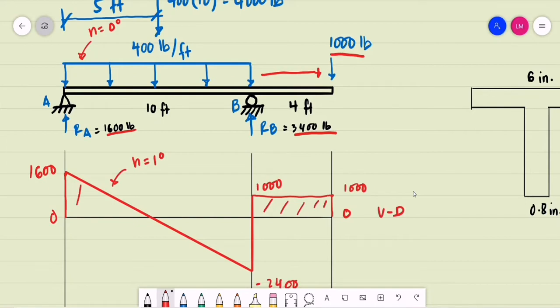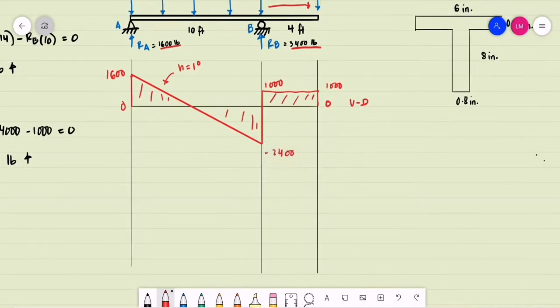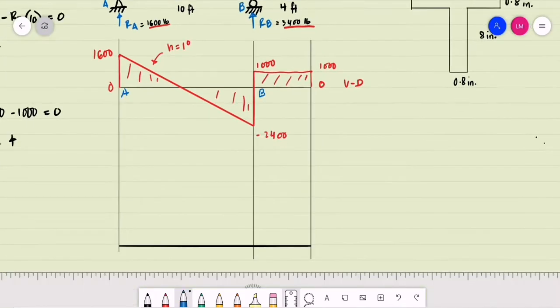Using the areas of the shear diagram, we may compute the values of our moments. For our moment diagram, we start on the left end of the beam. Let's say this is a 0 moment at A, since that is a hinge support. All we have to do is determine this area, but we don't know the base of this triangle. This is a point where the shear is equal to 0, which means this is a candidate point for the maximum moment.